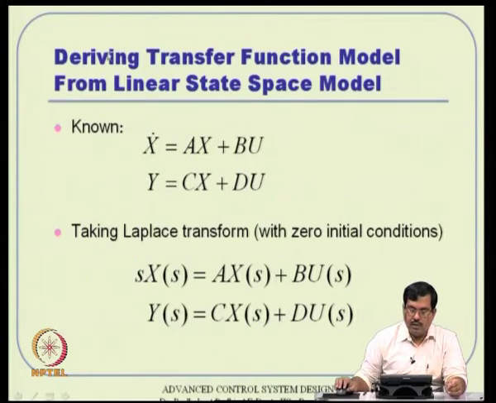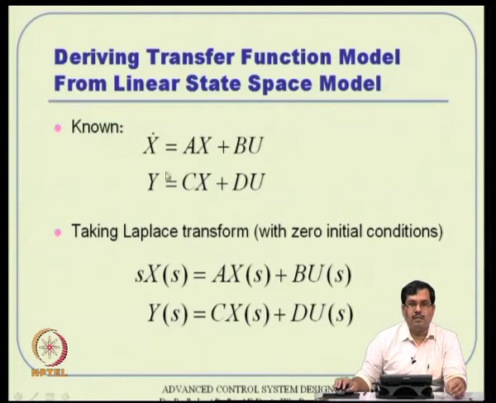First, we see how to derive a transfer function model from linear state space models. That means this state space model is known to us, somebody has given it to us already, and we are interested in deriving a transfer function representation. How do we do that? Let us start with this. These two equations are known to us, so we take the Laplace transform and assume standard zero initial conditions everywhere. The properties of a linear system are independent of initial conditions, which is why zero initial conditions are used.